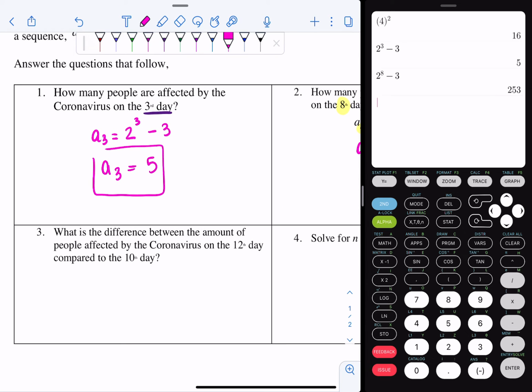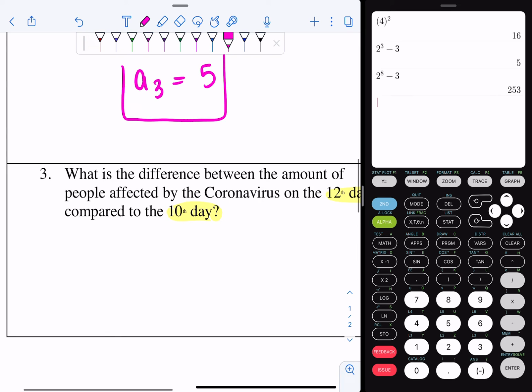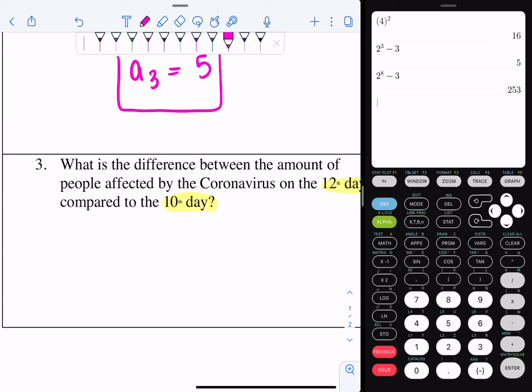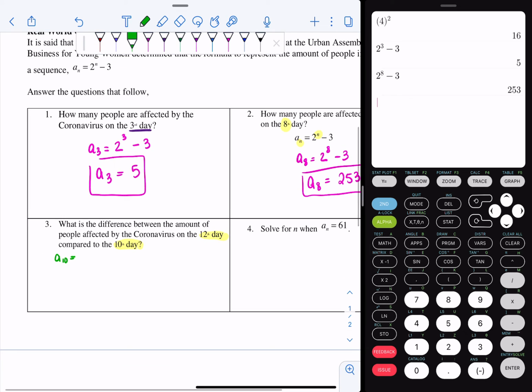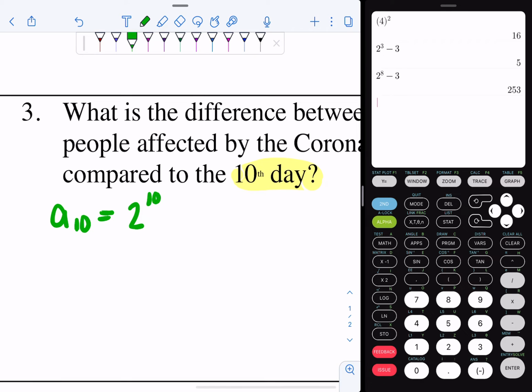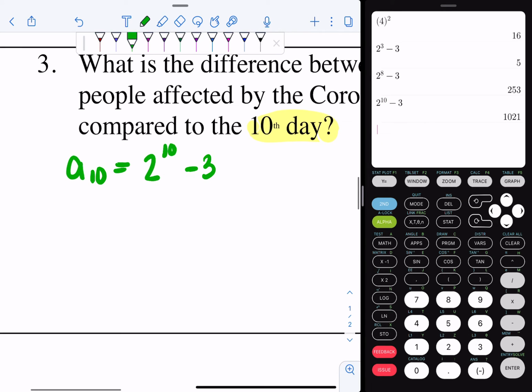Number 3, what is the difference between the amount of people affected by the coronavirus on the 12th day compared to the 10th day? This question is requiring you to actually find 2 values, my 10th day and my 12th day. So we want to find a sub 10 and a sub 12. Let's find both. I know a sub 10 is going to be equal to 2 to the 10th minus 3. I type that in my calculator, 2 to the 10th, take away 3, and I get 1,021.